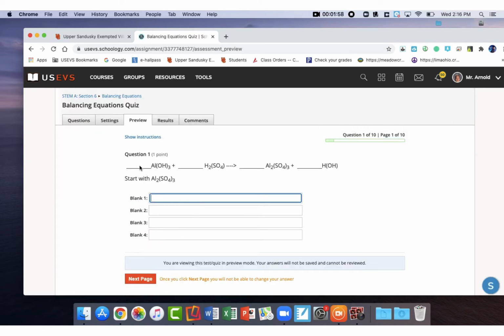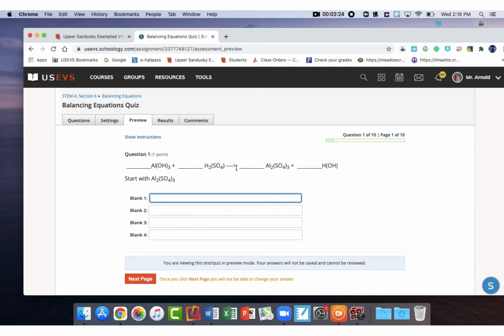Okay, as we set this up, each line, right, is in order. So this is blank 1, it's the top. Blank 2, here's blank 2, blank 3, blank 4. Now I also gave you little clues where to start. So if you look right here, it says start with Al2(SO4)3, with a 3 outside there. And that compound is right here. So when I say start there, that's the thing we're going to base everything off of. So we'll start with that.